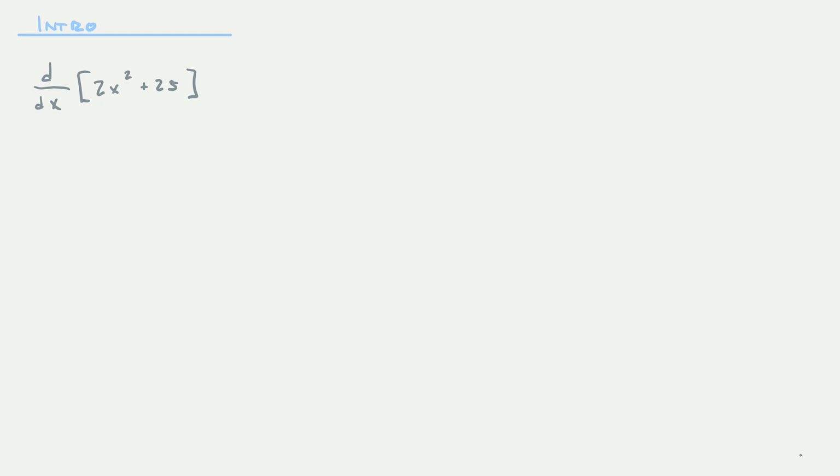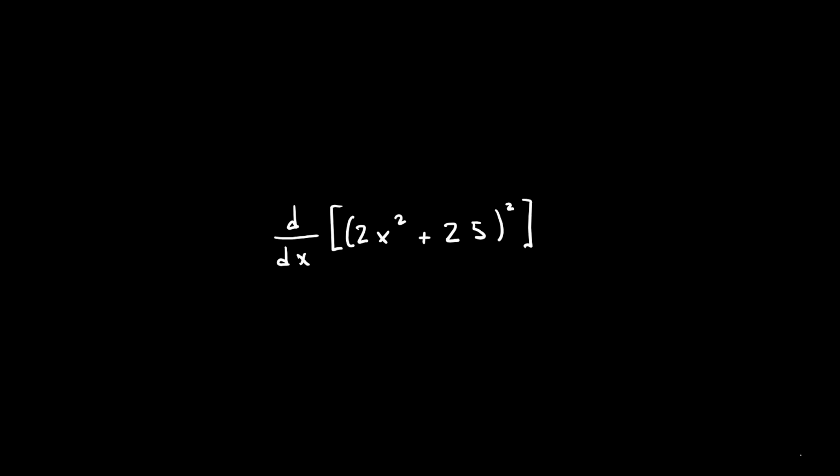Alright, this one's pretty easy. You're just going to use the power rule on 2x squared, bringing down the 2, multiply by 2 to get 4, and then reduce the power by 1. The derivative of 25 is 0.